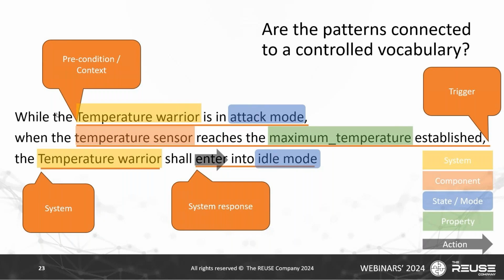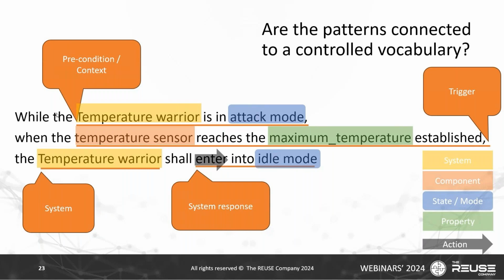Well, it is the same system, repeated twice. Name of a component, a couple of different modes, one property, maximum temperature, and one action to enter, let's say, right? So EOS ends in just the definition of the main keywords and what comes after the keywords: the precondition, the trigger, the system response, and so on and so forth.